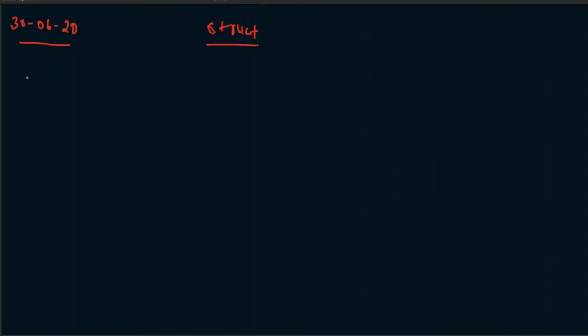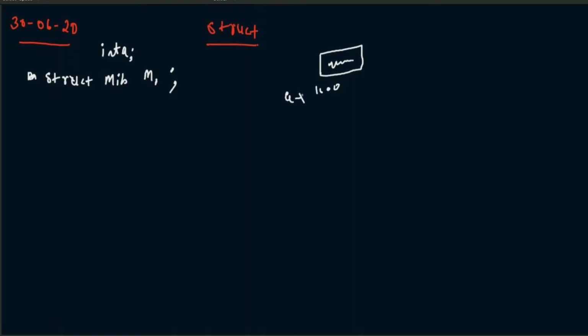So I have written struct mib m1. What does this line mean? For example, if I write int a, what happens, guys? I'm comparing these two memories. You need to understand the difference between them. When I write int a, one block is created, you have some garbage value here, and you have some address over here. The variable is holding this address. This is what is going on.